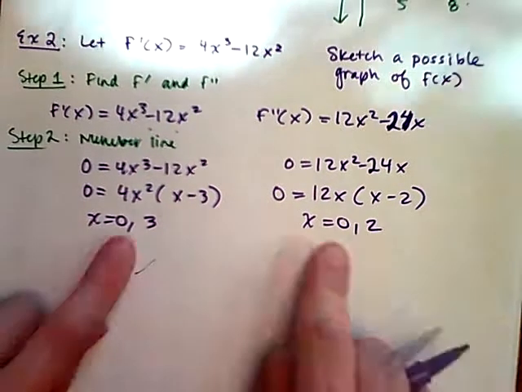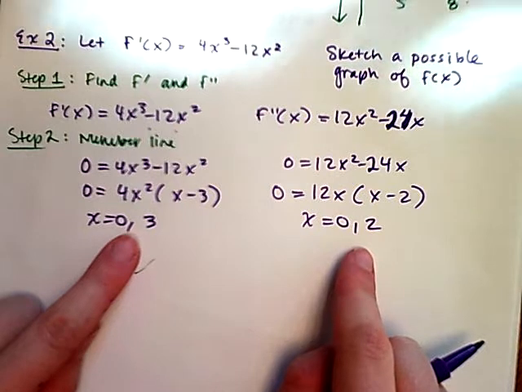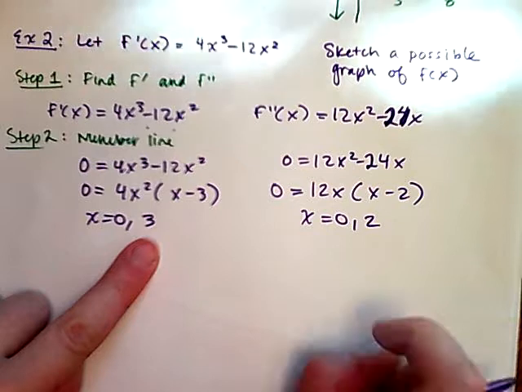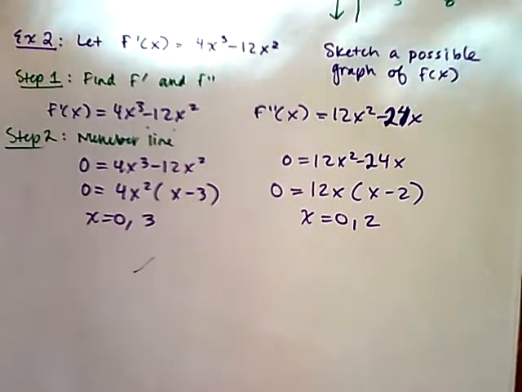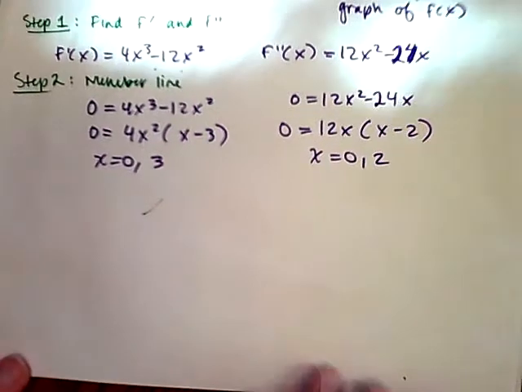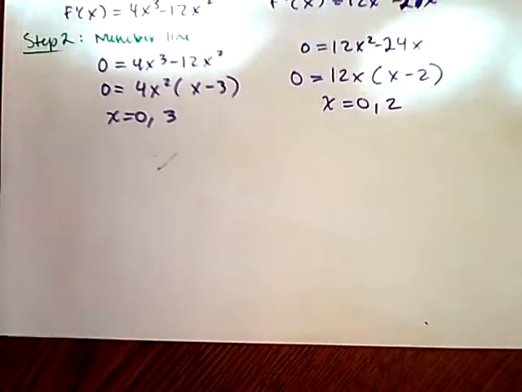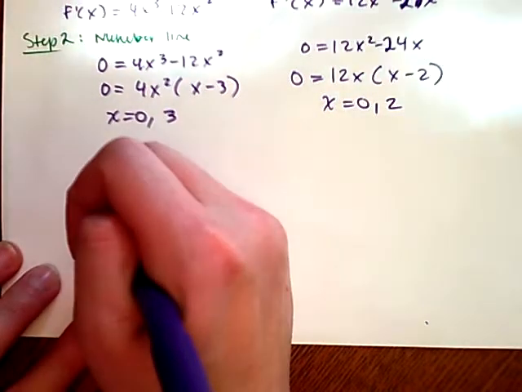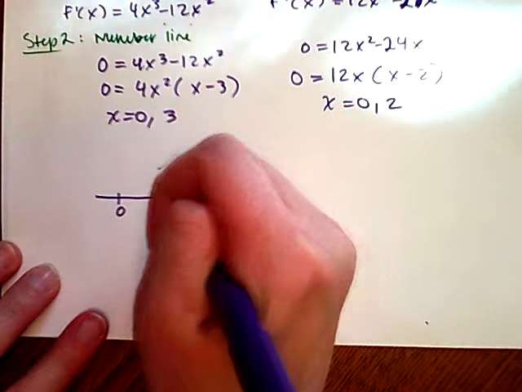Now I'm going to put all these critical points on the same number line, but one thing I noticed is that 0 is a critical point for both, 3 is only a critical point for f prime, and 2 is only a critical point for f double prime. So I'm going to have to keep that in mind as I go to sketch my number line. So the key things are 0, 2, and 3.